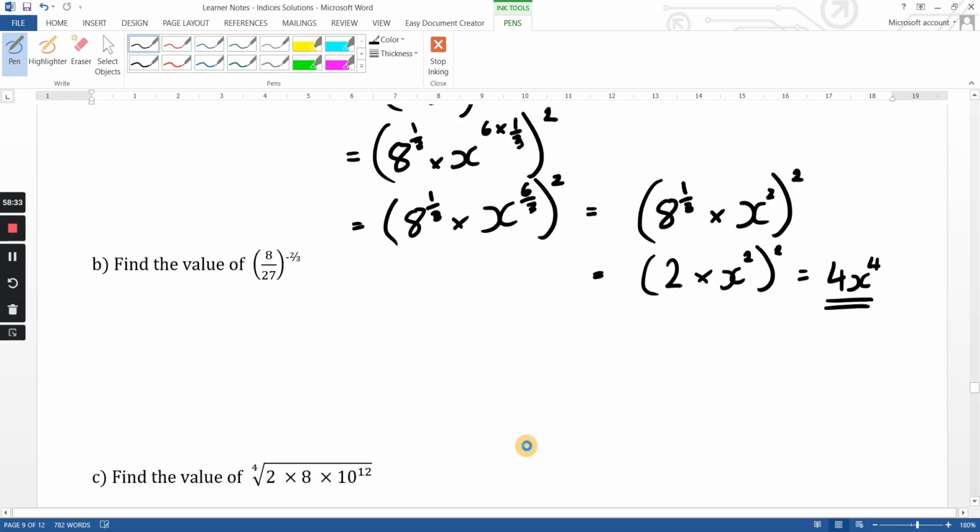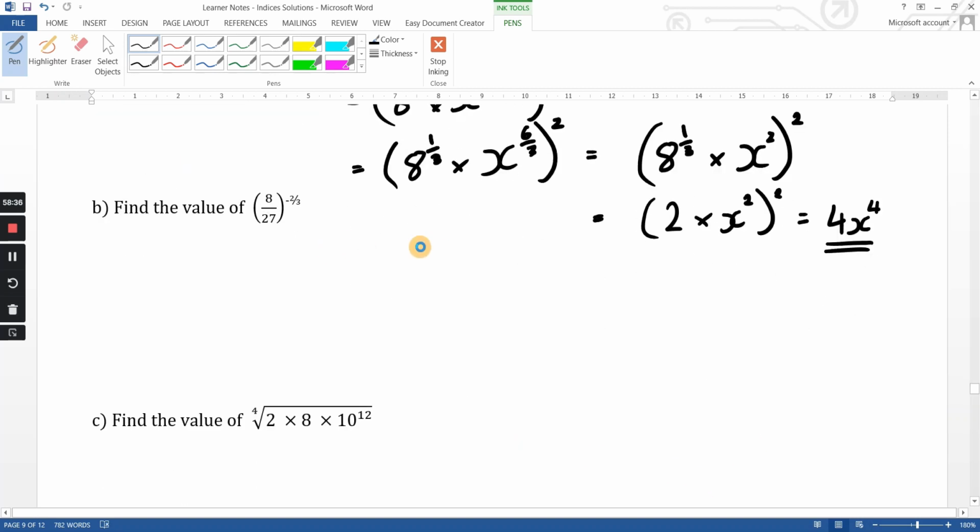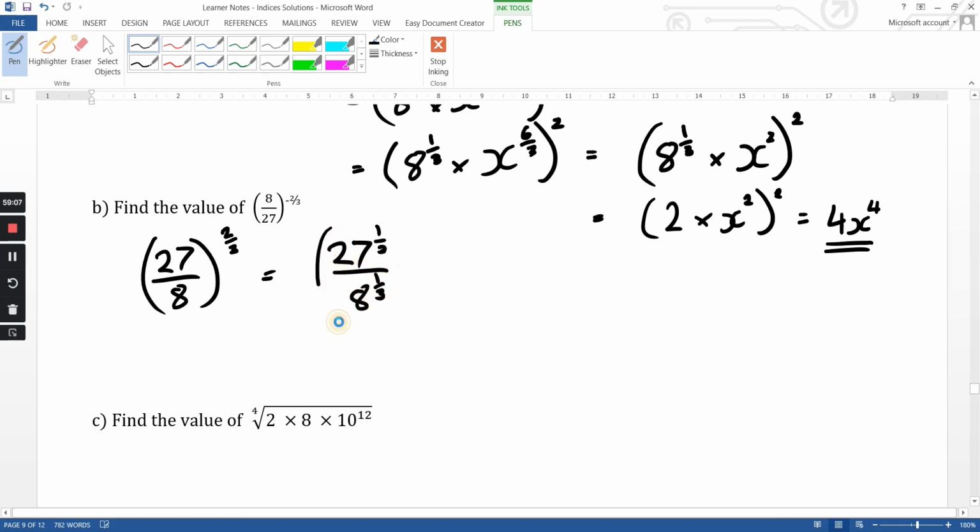Let's move on. Find the value of 8 over 27 to the power minus 2/3. Okay, let's deal with the negative first. That just means reciprocal, so that's flipping it upside down. Still got power 2/3. Let's split the fraction. So I've got 27 power third, 8 power third. Let's put this in brackets. I still got a little 2 on the outside.